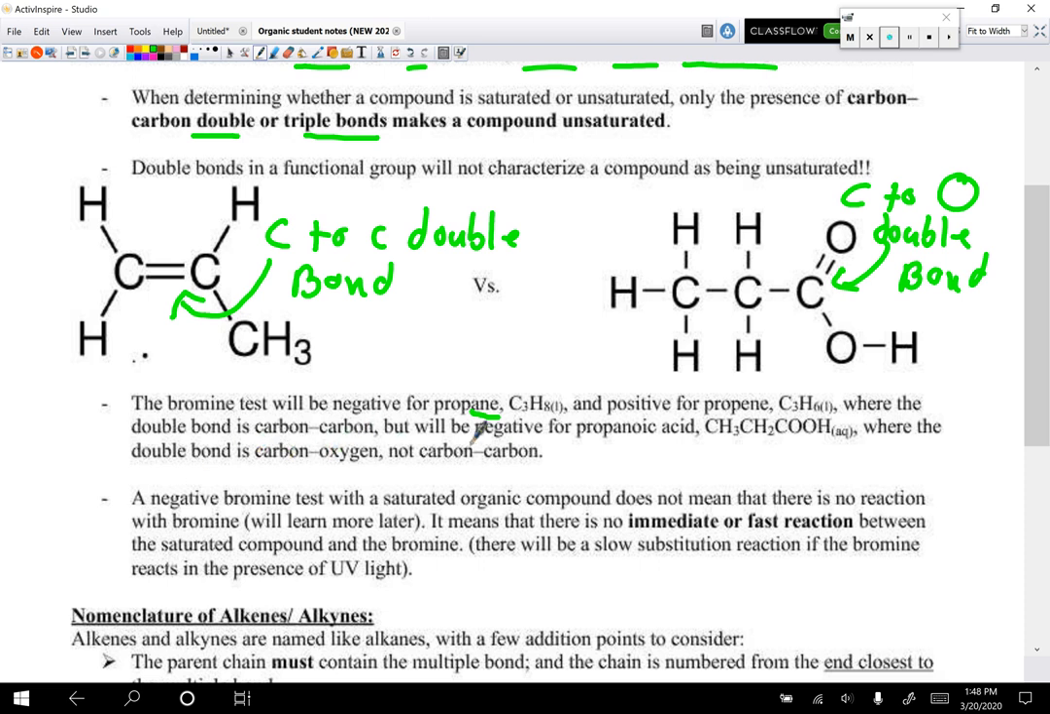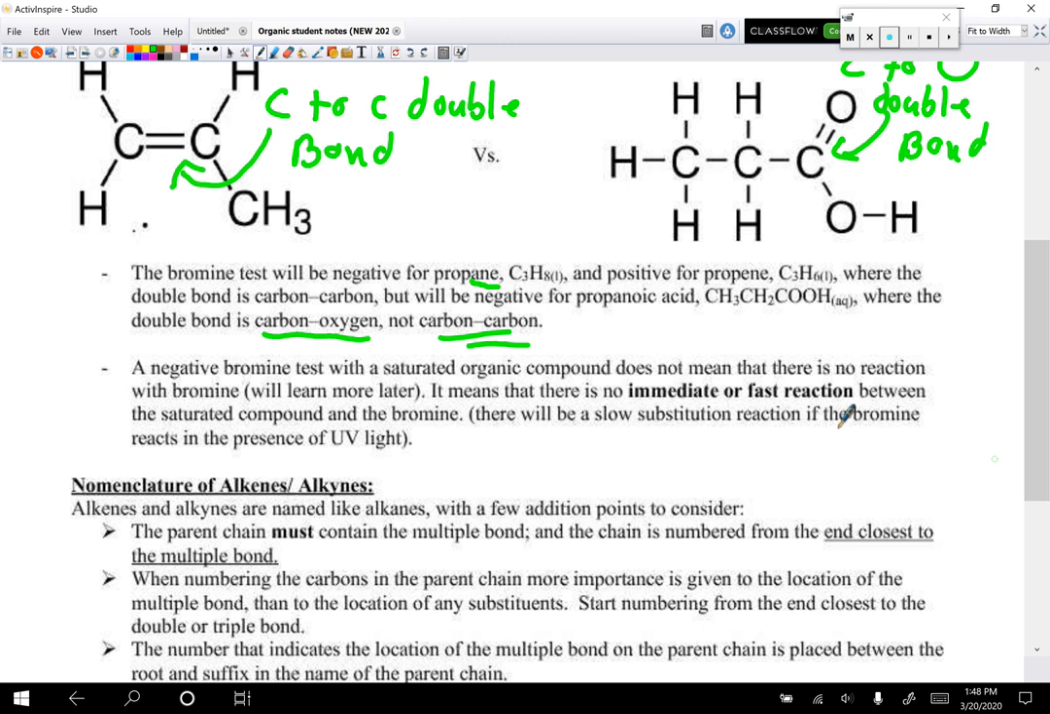Now it will also test negative for propanoic acid, which is this one right here, where the double bond is between carbon and oxygen and not carbon to carbon. All right. Now, as it mentioned right here, a negative bromine test with a saturated organic compound does not mean that there is no reaction with bromine, because we will learn later, and it's only for bromine, not potassium permanganate.